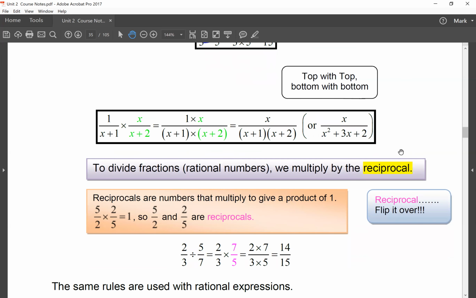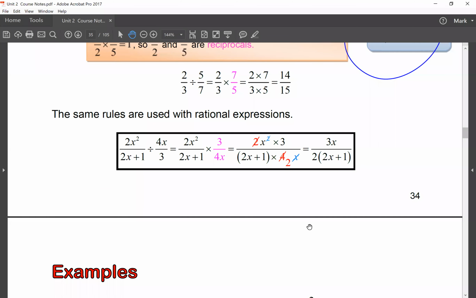So what is a reciprocal? A reciprocal is the flipped version of that fraction. I hope you can remember that from when you were first dealing with fractions. When you multiply fractions, you multiply the tops and the tops and the bottoms and the bottoms. When you divide fractions, you multiply by the reciprocal. And again, reciprocal here means to flip that fraction over. So we would follow the same rule with rational expressions. I'm going to show you these examples, and then I am done for today.